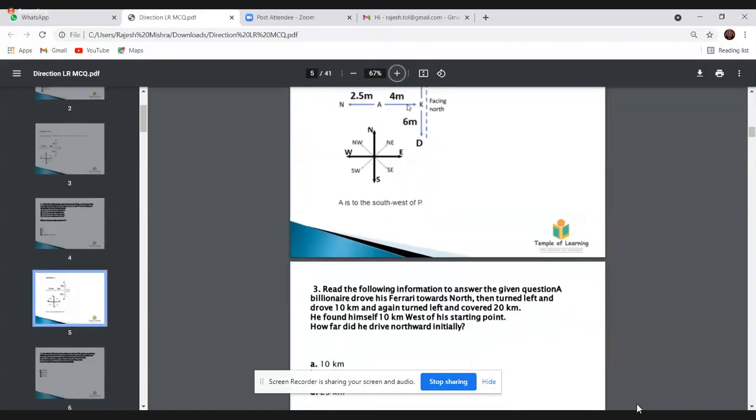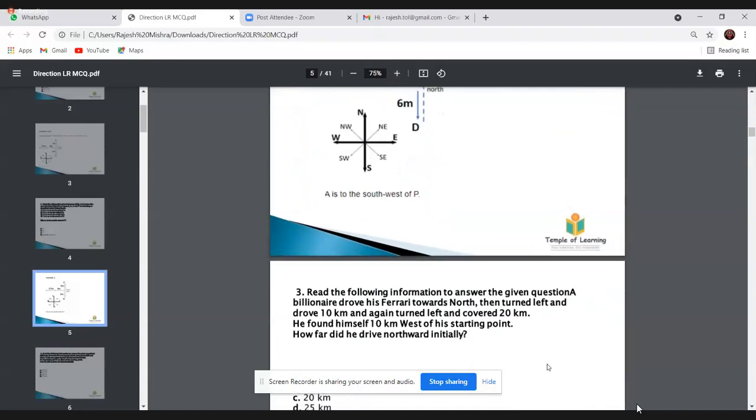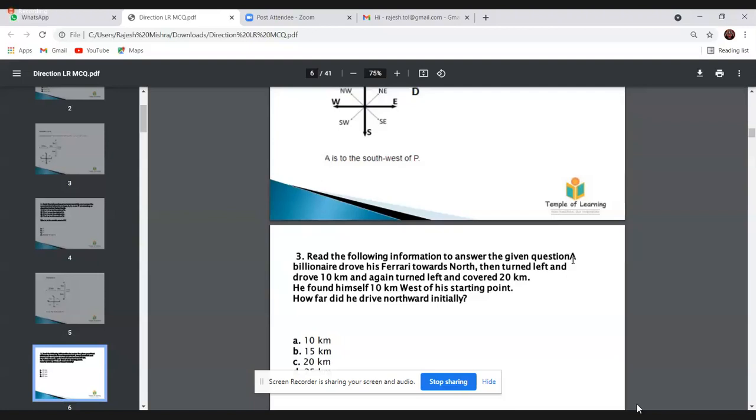Next question. Question number 3. I'll again reduce the size, don't worry. Question number 3. A billionaire drove his Ferrari towards north, then turned left, drove 10 kilometers. So how much distance he traveled north is not given. This is exactly what you need to work out.